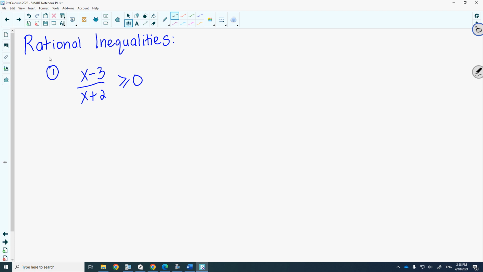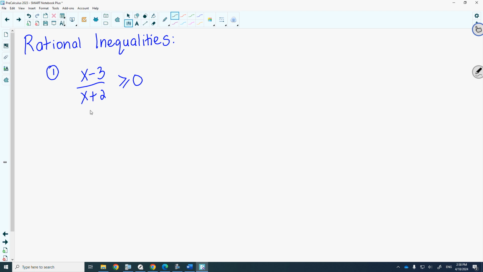Okay, so hopefully that homework is done. Let's look at rational inequalities now. So rational inequalities are when we have fractions. So what we want to do when we have fractions is we want everything to be written on one side of your inequality, and we're going to have a numerator and a denominator.